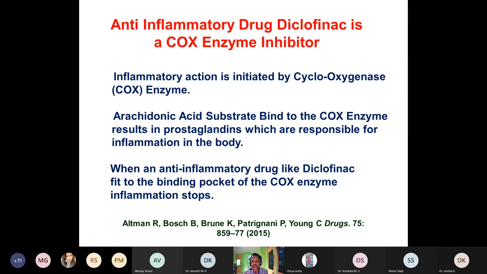So before the binding of arachidonic acid to the active site of the COX enzyme, this drug binds to the pocket or active site of cyclooxygenase and inflammation stops. So this is the simple theory of an anti-inflammatory drug that acts against the cyclooxygenase enzyme or target protein.